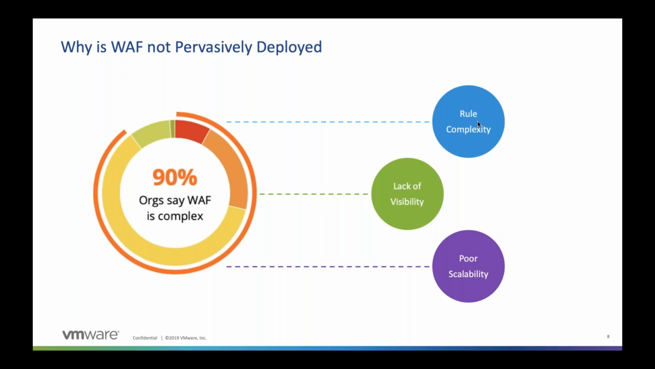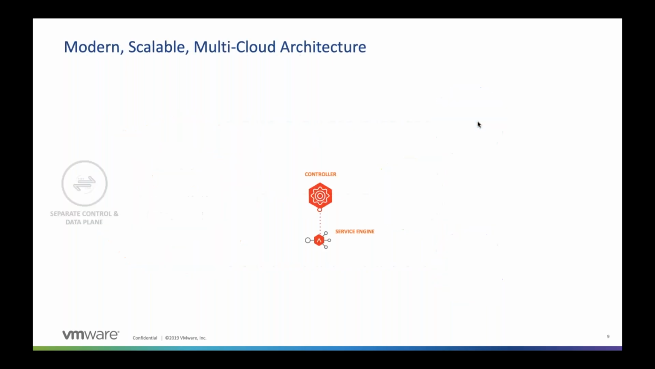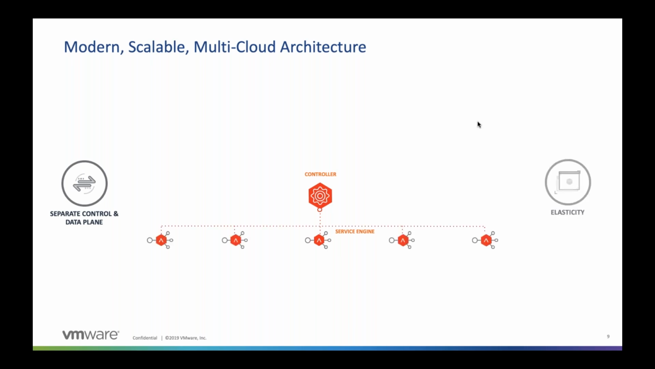To lay the foundation, I need to tell you a little bit about the architecture that the AVI solution is built on. The biggest building block is the separate control and data plane. We have the controller, which is the brain of the system, and we have these service engines, which are small entities of the load balancing fabric that actually do the heavy work. All the configuration, telemetry, automation, and APIs are on the controller. These service engines scale out horizontally quite well.